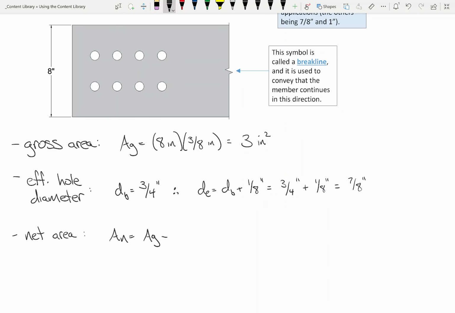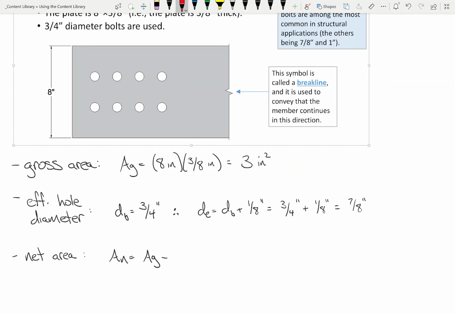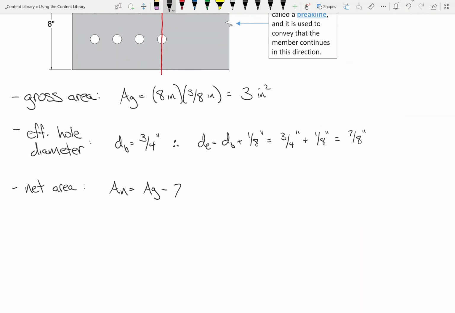Samurai sword or lightsaber, I'm cutting like this, right? So how many bolts did I cut through? 2. And my art is really bad. It should be through the center of the bolts. So I'm cutting through 2 bolts. So maybe I should say it's minus 2 times something.